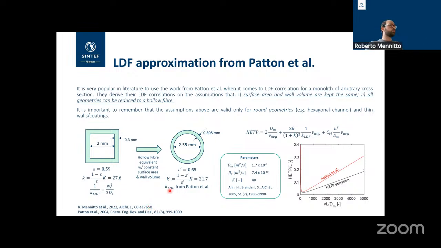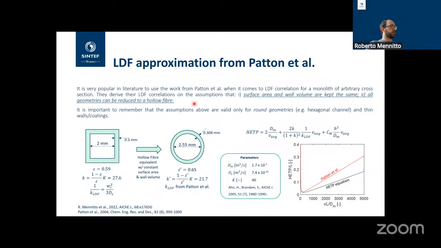What they did was to basically assume that the surface area of a channel, here again I use the square for simplicity, and the area of solid would be kept constant, and that all geometries could be reduced effectively to a hollow fiber. Now, these two assumptions work well in the case of round geometries with thin walls, but should not be used for flat geometries like square, triangular, diamond channels, and so on. And I'll show you why.